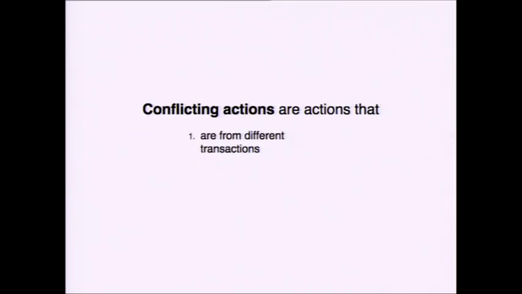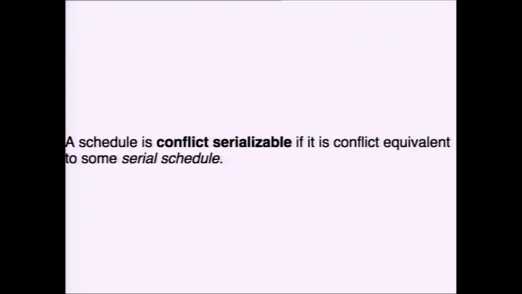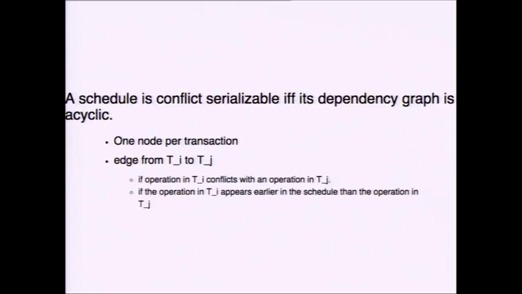Conflicting actions are actions from different transactions on the same object, and you must have at least one write, right? So either they're both writes, or one is a read and one is a write, because what you read would depend on whether the write comes before or after that read, for example. Those are things that constitute conflicting actions. And yeah, this is what we just went over.